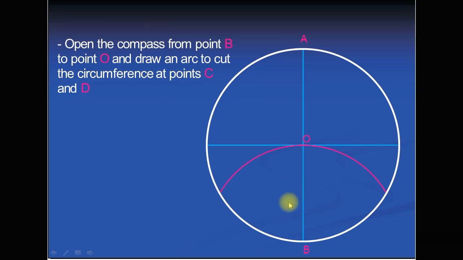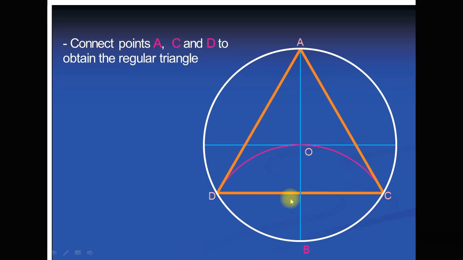Now in the next step, open the compass from point B to point O. Open the compass about the radius OB and draw an arc like this. Draw an arc to cut the circumference at points D and C. These are the other 2 points, D and C, and you see here in the next slide, this is point D and this is point C.